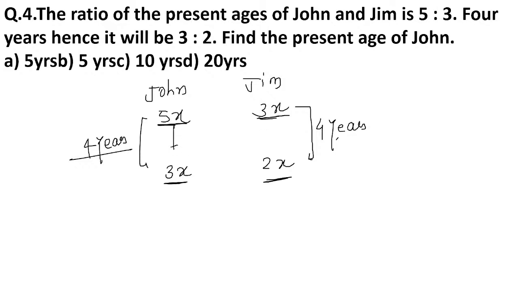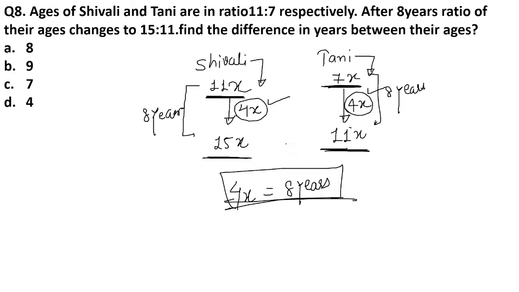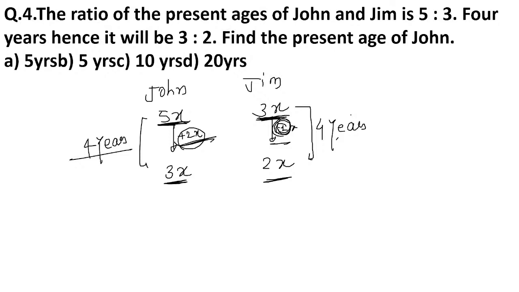But are the parts same on both sides? No. Why? Because 5x to 3x is going down. How many parts got increased? 2x. And here the age moved from 3x to 2x. How many parts increased? Only one part, student. Actually, it got decreased, not even increased. 1x. So here, the difference which was same in case of Shivali and Tani, that is 4x, 4x on both the sides, is not same for John and Jim.